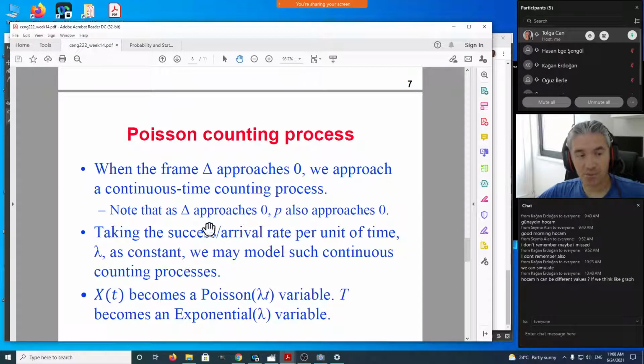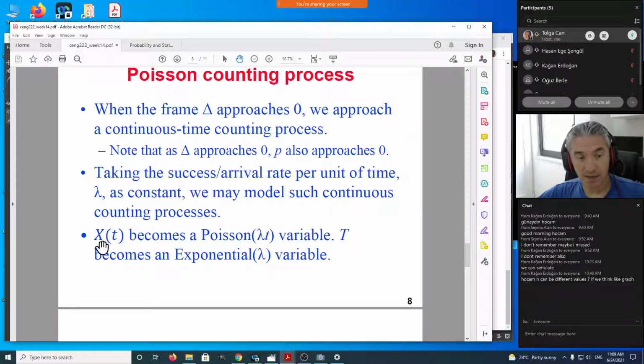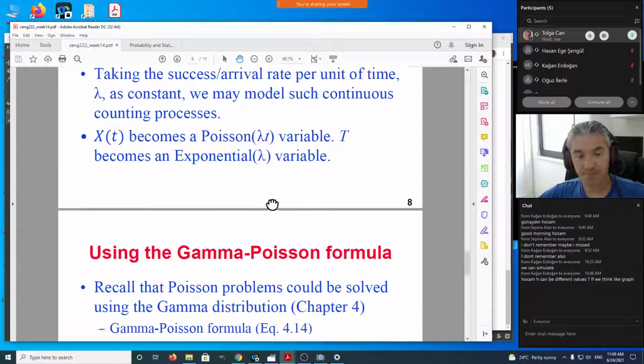But in a Poisson process, the arrival rate per unit of time is taken as constant. That's our parameter lambda. When this lambda is given to us, we may still model continuous counting processes. And X(t) becomes a Poisson variable with parameter lambda t. I mentioned this before. And the time between two events becomes an exponential variable with parameter lambda.